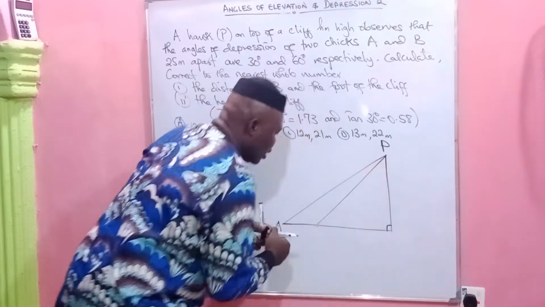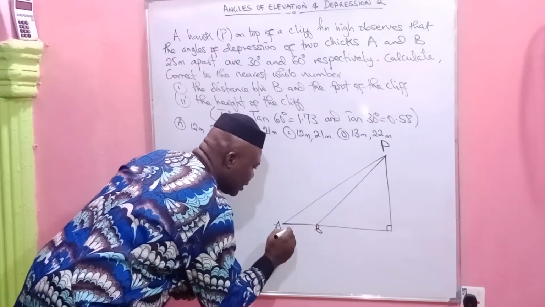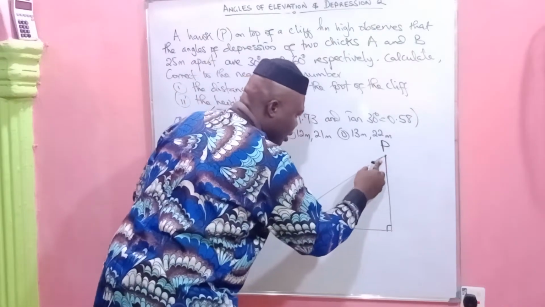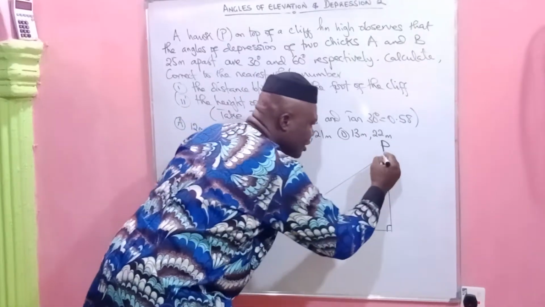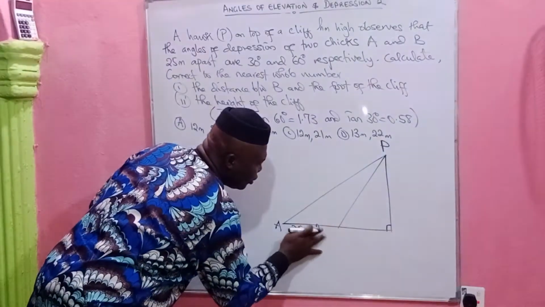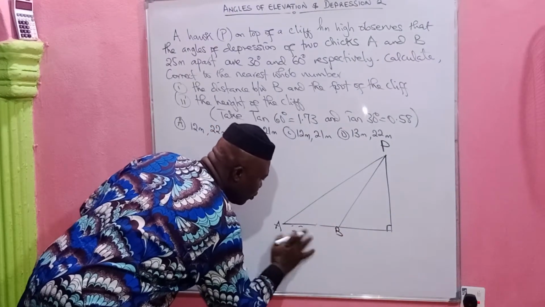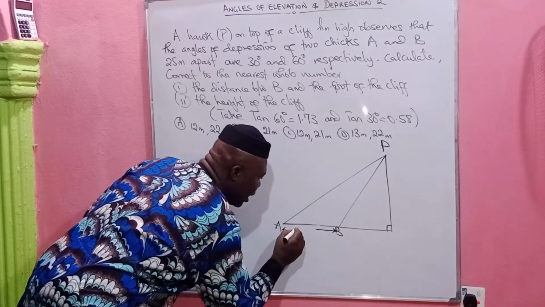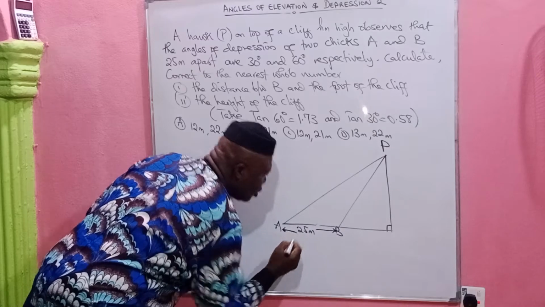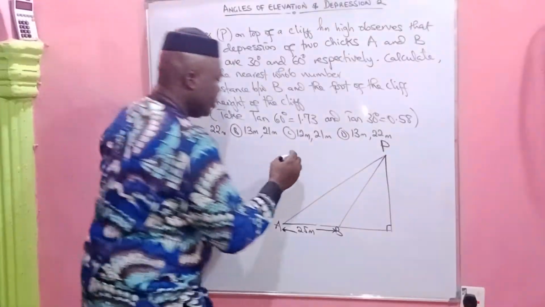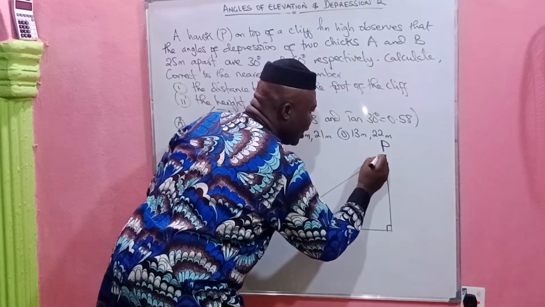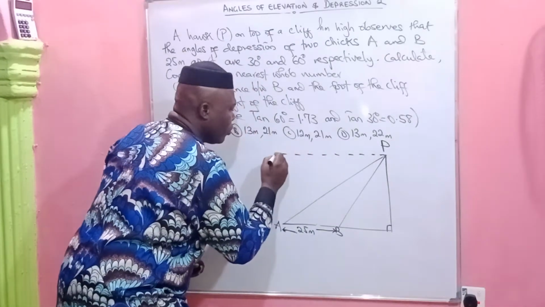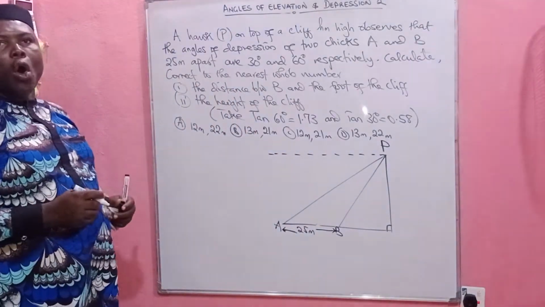Let's have our 25 meters apart here. 25 meters is a big one, so let's have it here. So this is B, and from here to here we have 25 meters. Okay, so this is a scenario, and now this is the horizontal eye level, the horizontal eye level of the hawk P.